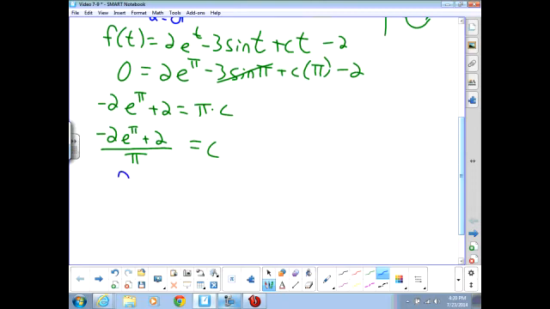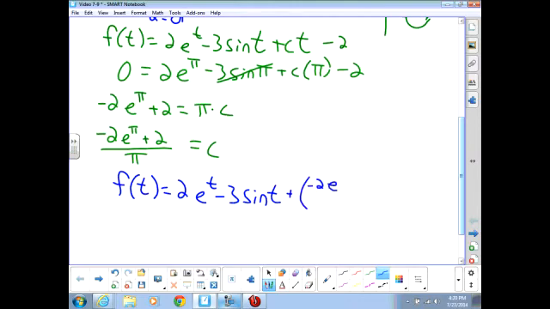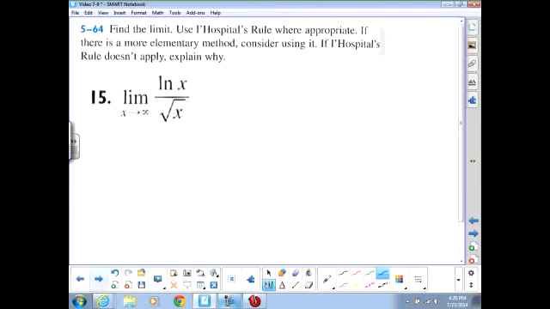So we'll put it all together now, and f of t will equal 2e to the t minus 3 sine t. Our c now, we'll put it in parentheses. We've got minus 2 e to the pi plus 2 over pi times t, and then our minus 2 at the end. So that was one main type of problem we see in this unit.